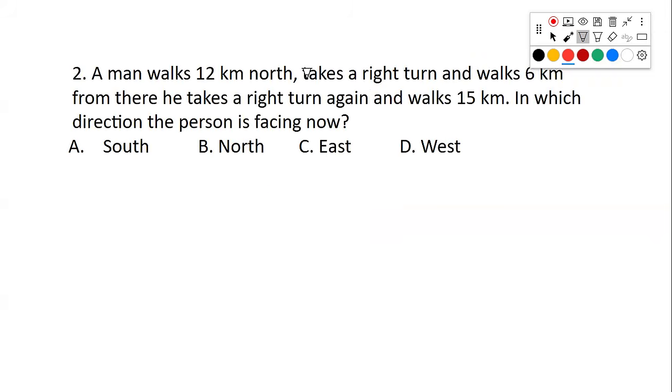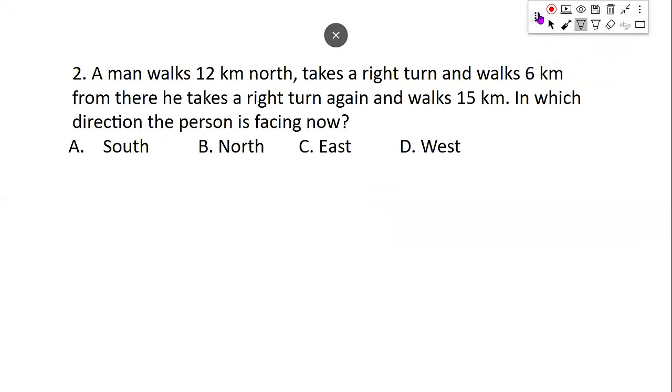Done. Let's go forward now. Try this one. A man walks 12 kilometers towards north, takes a right turn and walks 6 kilometers. From there, he takes a right turn again and walks 15 kilometers. In which direction is the person facing now?